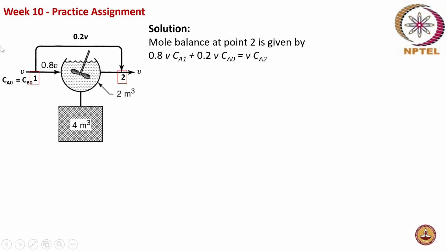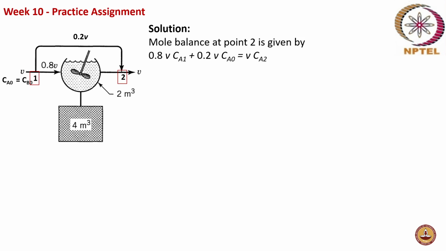One more consideration is that though the volumetric flow rate is split up, the concentration of what is entering the reactor is also Ca naught and Cb naught. So here, whatever is entering the reactor at point number 1, the concentration of A is Ca naught, which is 100 mole per meter cube, and the concentration of B is also Cb naught, which is 100 mole per meter cube. And also for what is getting bypassed, the concentrations of A and B are not changed. So it is Ca naught equal to Cb naught equal to 100 mole per meter cube. So that is how we are going to write the mole balance.